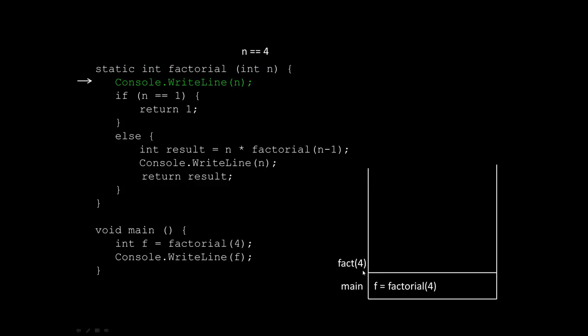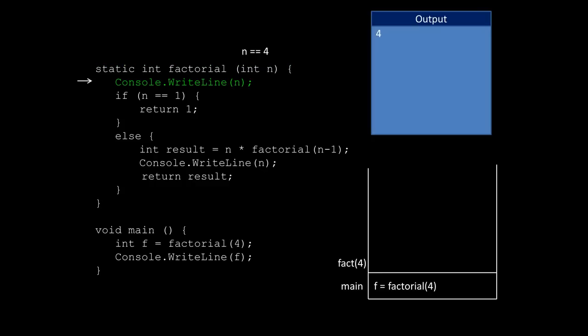Now as this function runs, the first thing that it's going to do is to console.write line the value n. In this case, n was 4, so the output is going to be 4. Continuing down, you'd see that we do a check to see if n is equal to 1, and it's not. So we jump down here to the else, and you can see that we're going to calculate a result. And in this case, the result's going to be 4, because n is 4, times the factorial of n minus 1, or the factorial of 3.